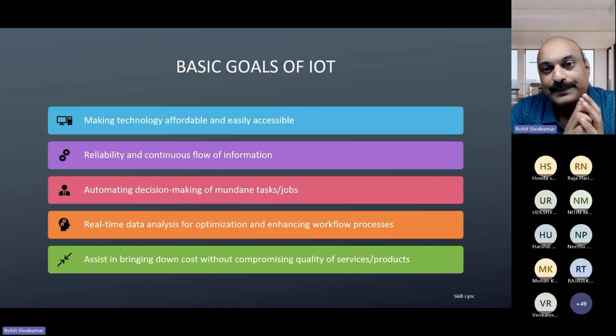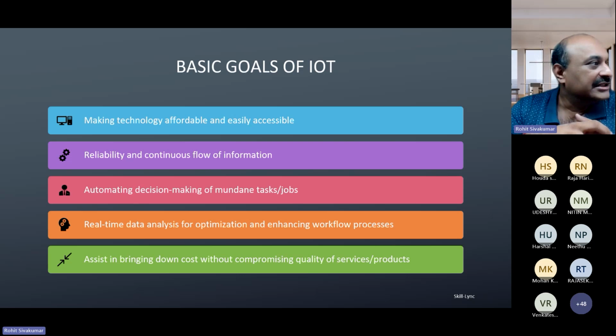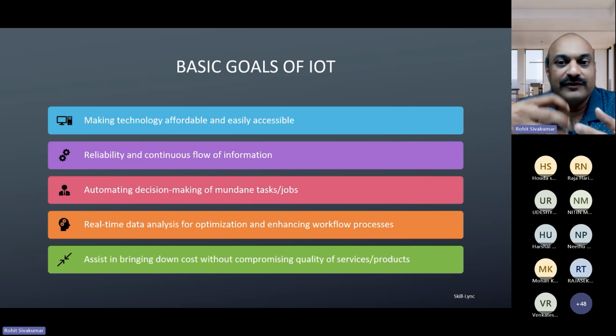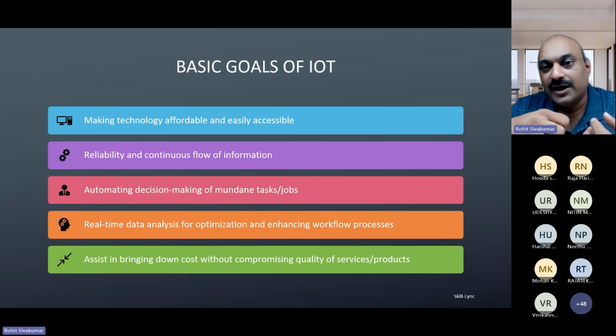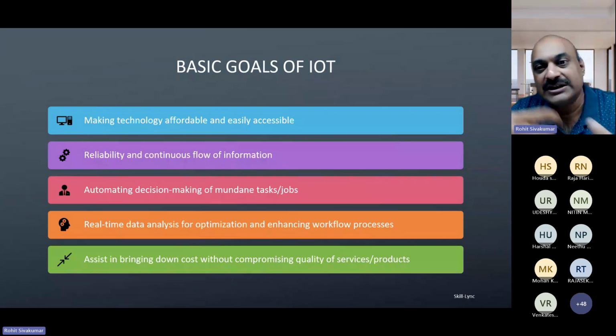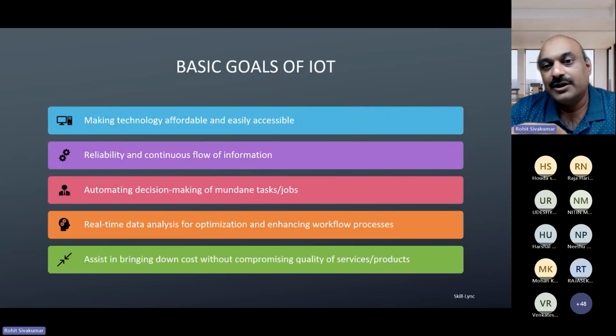So if we talk about the basic goals, why are we trying to do a lot of these IoTs? Why is this getting so popular? It is because we want to make technology affordable and easily accessible, which means there's a lot of connectivity happening. There's a lot of market segments which tap the technology to make it unique. And there's also some sort of connectivity between device, between the infra, between these vehicles, and so on. There's also a requirement for reliability.